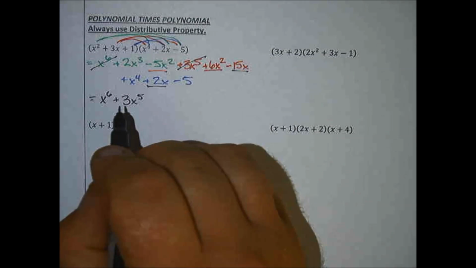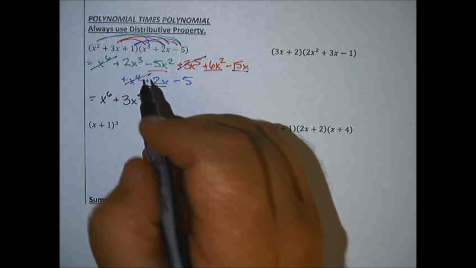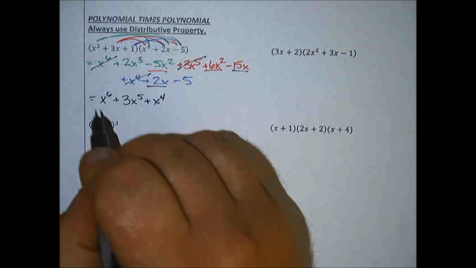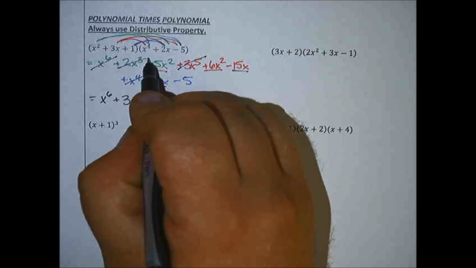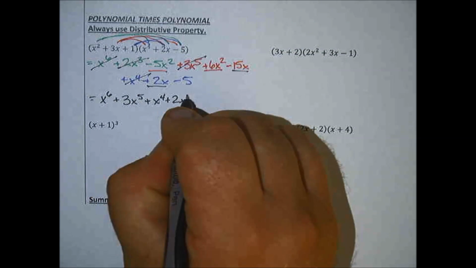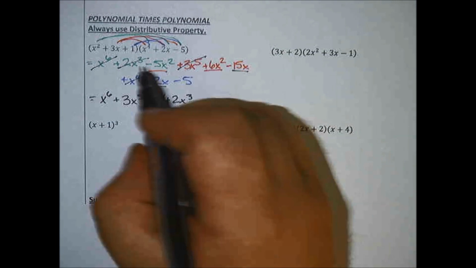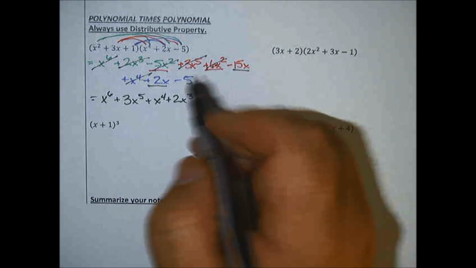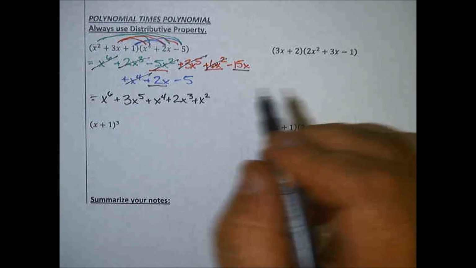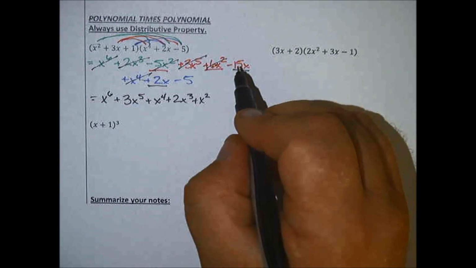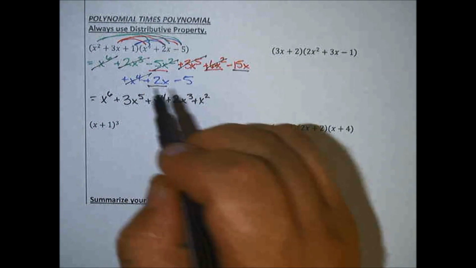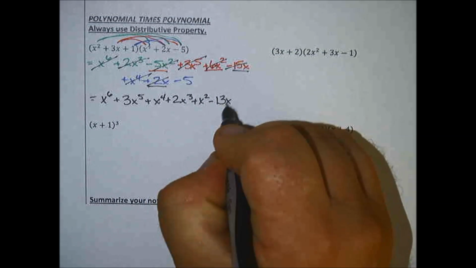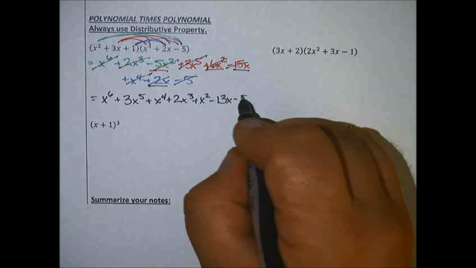Do I have any fourths? I do. I have one right here. So plus x to the 4th. What about thirds? Yep, got one right there. And that's the only one. So plus 2x to the 3rd. Squareds, we got one there and one there. Negative 5, positive 6, just going to give me a positive 1. X's, negative 15 and positive 2. That's going to give me a negative 13. And then I only have one constant of negative 5.